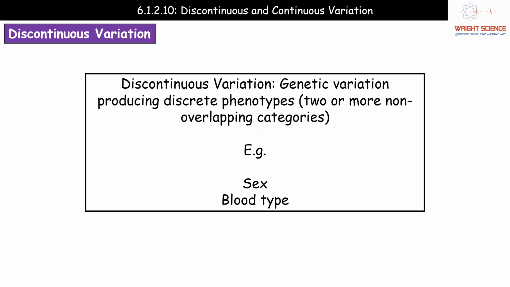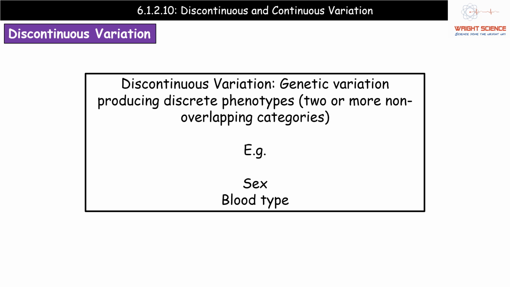Okay, so we're going to start off with discontinuous variation. So when we're talking about discontinuous variation, this is where we've got genetic variation producing these discrete phenotypes. And what we mean by that is that we've got two or more non-overlapping categories. So basically the phenotypes that we're getting are discrete groups. And I've given you two common examples there.